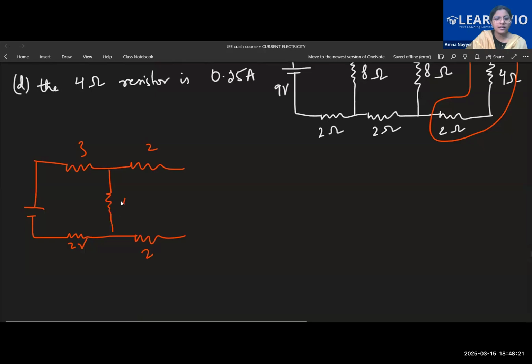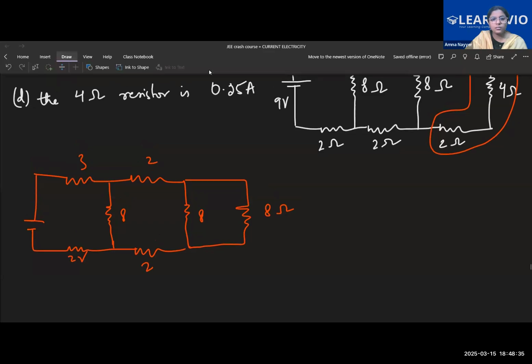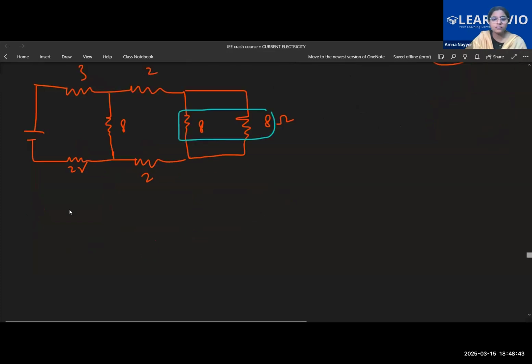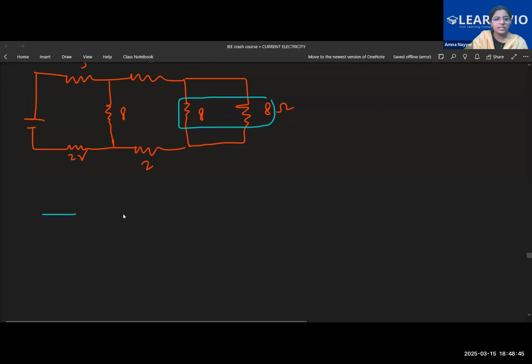Here we have 8. Okay, and now see 2, 2. This is 8 is there. The 2 ohm, 2 ohm and 4 ohm can now be put as 8 ohm, right? Then these 8 ohm, 8 ohm are connected in parallel. So this 8 ohm will become 4. So what we'll have? We'll have this.